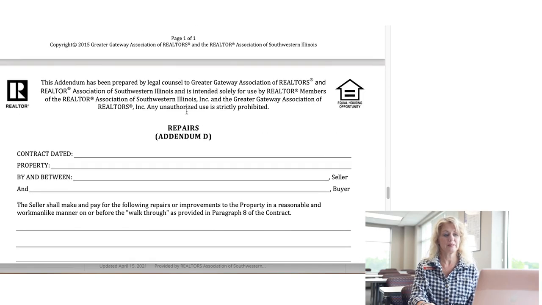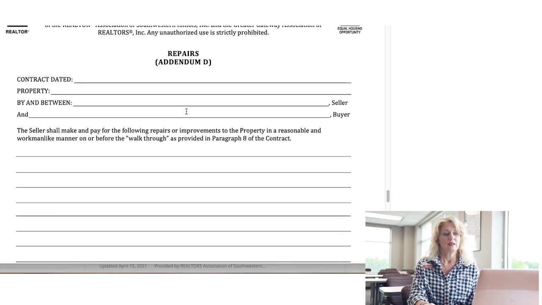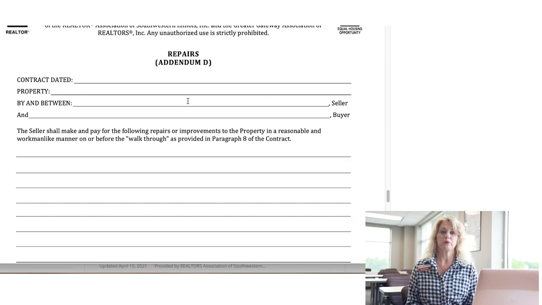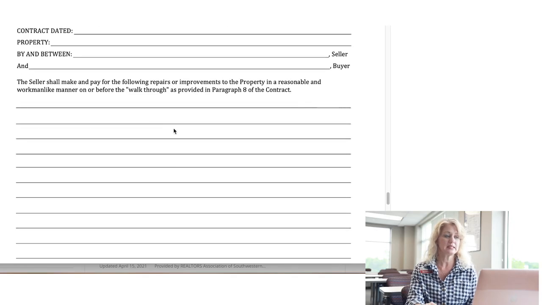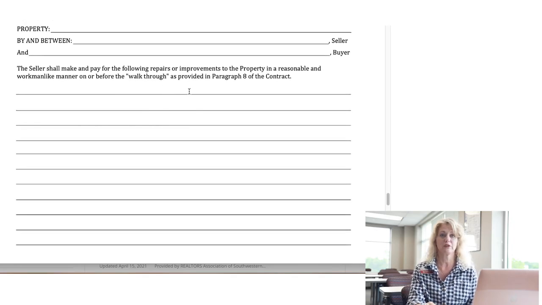Okay, repair addendum. This is the addendum D. Sometimes when you take a buyer through a property and you present an offer and there are clearly known defects and the buyer wants to be sure those are remedied. They don't want to wait for the inspection report to request these repairs. They want to just hit it head on with the purchase contract. So you would mark that addendum D on that page 11 and contract dated, property address, buyers and sellers, and then you would detail the repairs that the buyer is requiring.